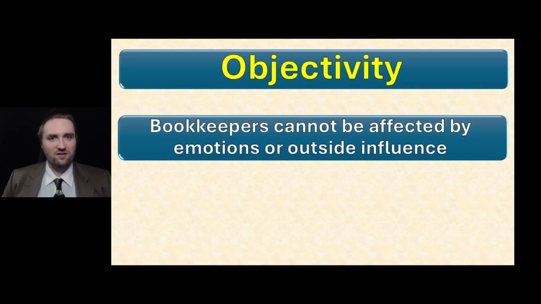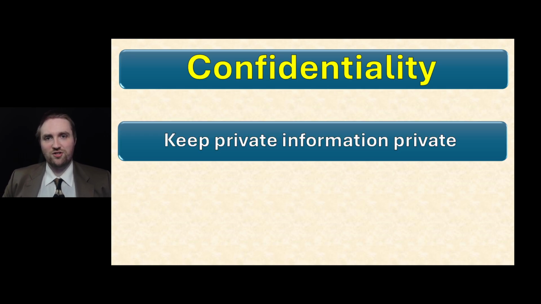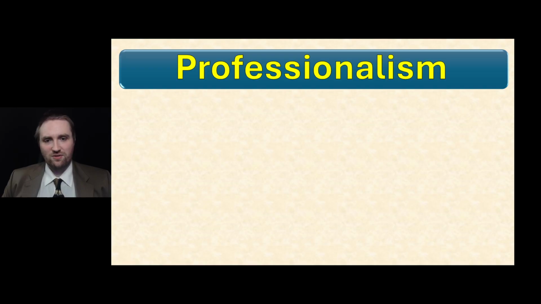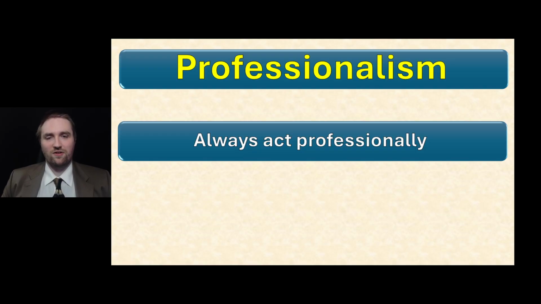Ethic number 3 is confidentiality. Confidentiality means keeping private information private. And ethic number 4, professionalism, means always act professionally. Once again, there's no particular order here, and in all likelihood, you've probably already been living by these ethics your entire life to begin with. But nonetheless, it's important to go over them just to give you a comprehensive understanding of what's required for bookkeeping.